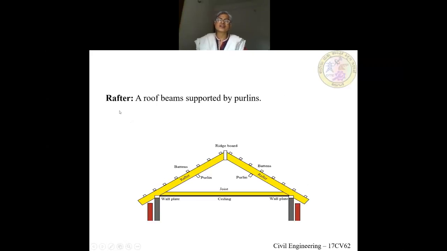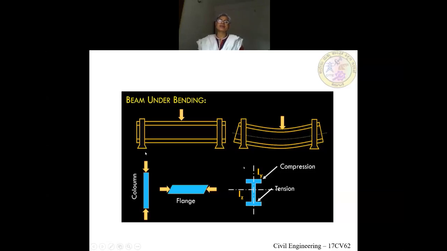The last one is the rafter. These rafters are supported by purlins, and this further supports the roof. They are inclined members like this. Rafters are inclined members. Next, we will take up a beam under bending.